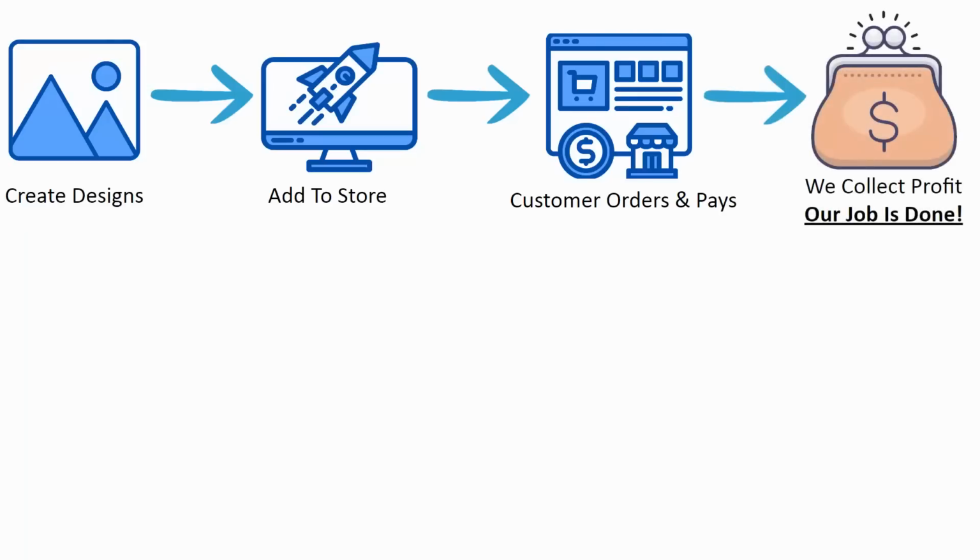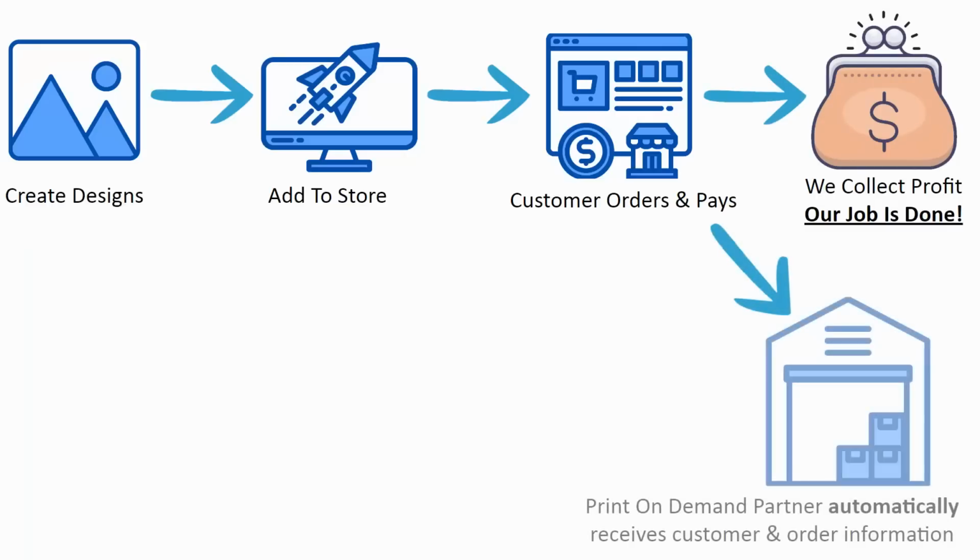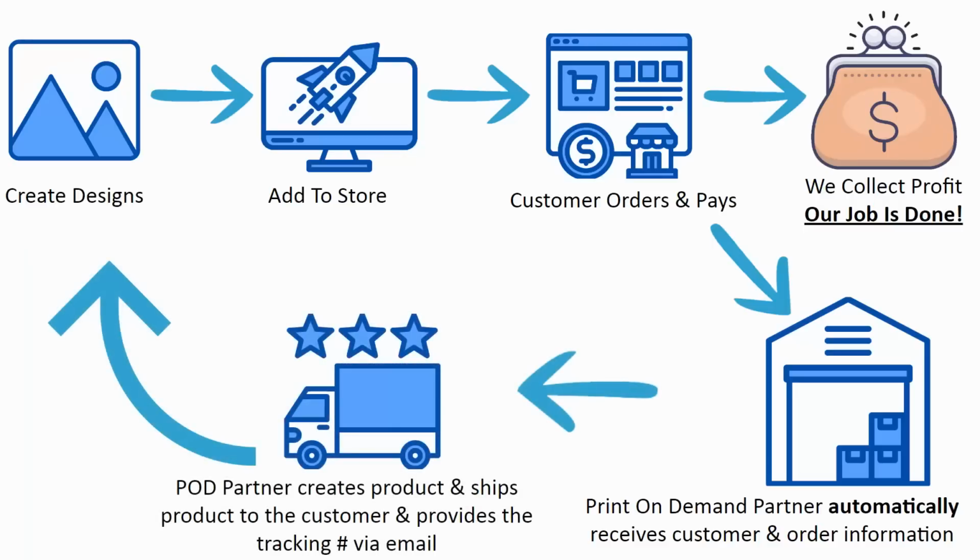And the best part is this is when your job ends. You're going to collect your profit, and automatically the print-on-demand company is going to receive the order information. They're going to get the address, the shipping address, the size, the color, the design, all that information. And then they'll start to actually produce the product and then ship it out to the customer. They're even going to provide the tracking number on your behalf. So everything happens automatically. That's why this is the best business model out there.